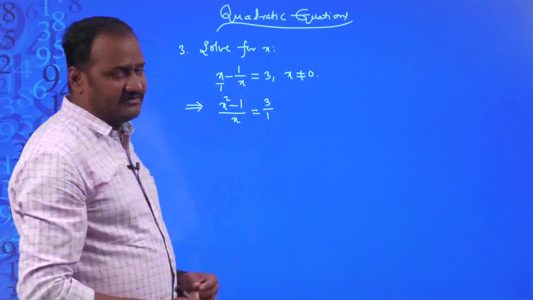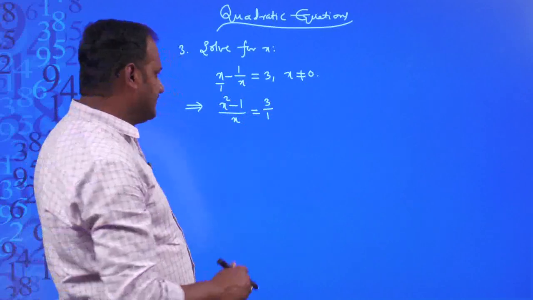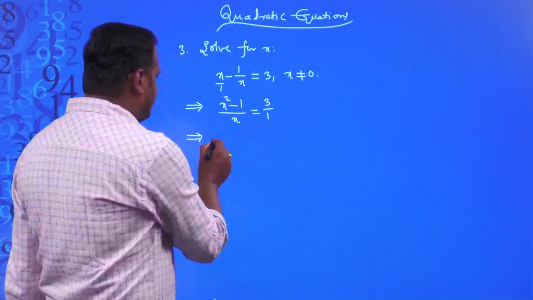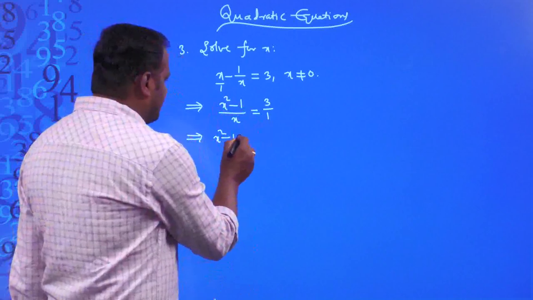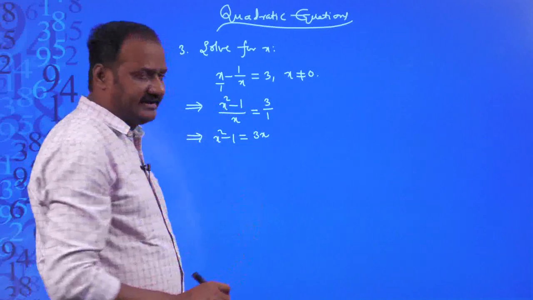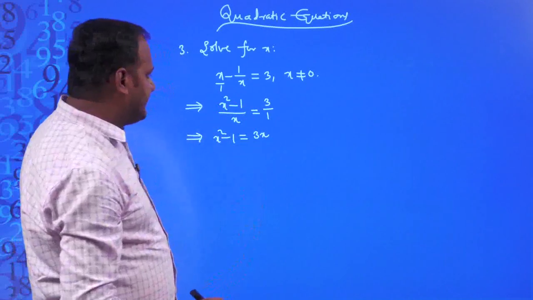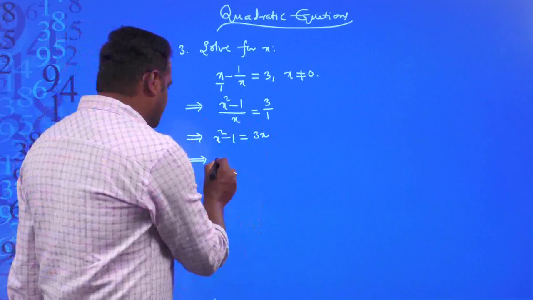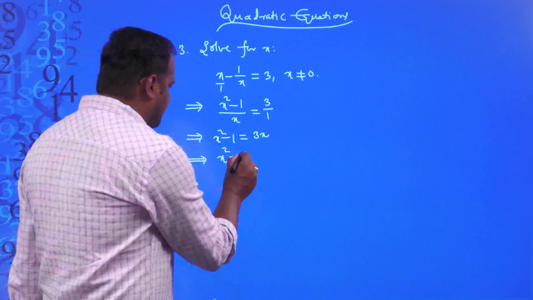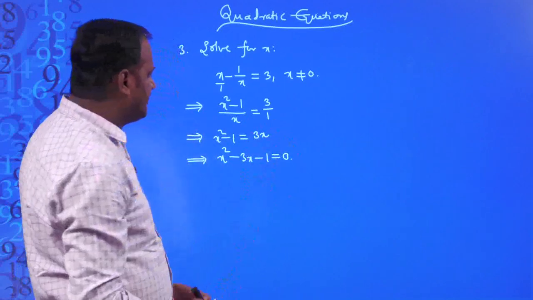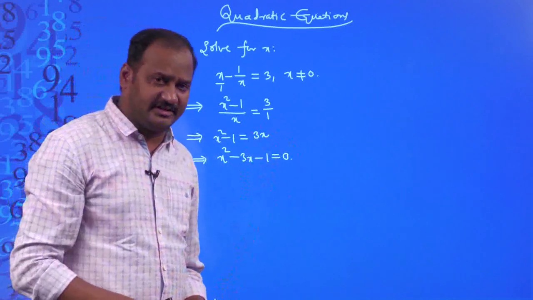Since we have two equal fractions, of course, you will have to cross multiply. x square minus 1 into 1 is going to be x square minus 1, which is equal to 3 into x, which is 3x. To write it in the standard form, transpose plus 3x towards the left hand side, then it is going to be x square minus 3x minus 1 is equal to 0. So, this is the standard form of quadratic equation.